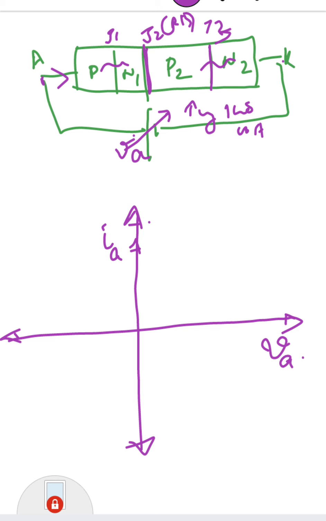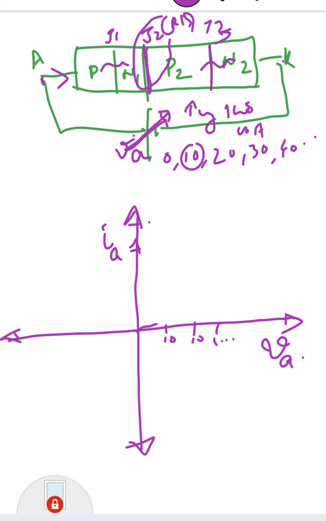Initially I am going to apply some voltage. Let's say I'll start with 0. I am going to increase to 10, 20, 30, 40, etc. So I am applying 0 volt, nothing happens. 10 volt, junction J2 blocks the voltage, so there is no current. 20 volt, so this is 10 volt, this is 20, 30, etc. And assume that the capacity of the junction J2 is say 700 volt.